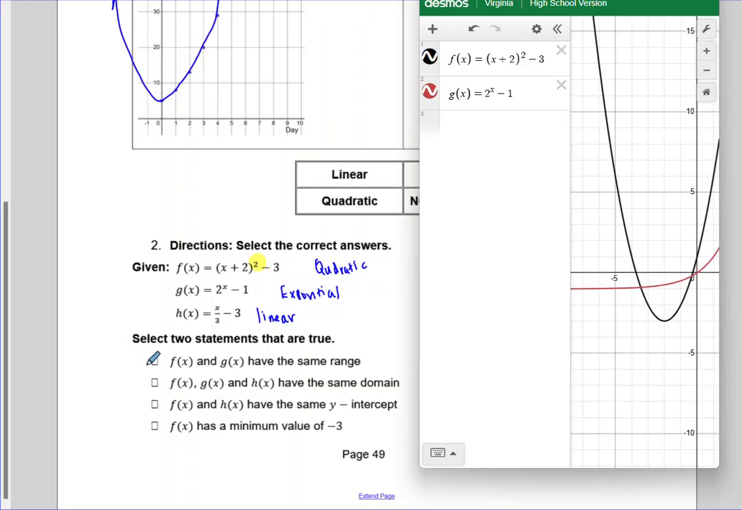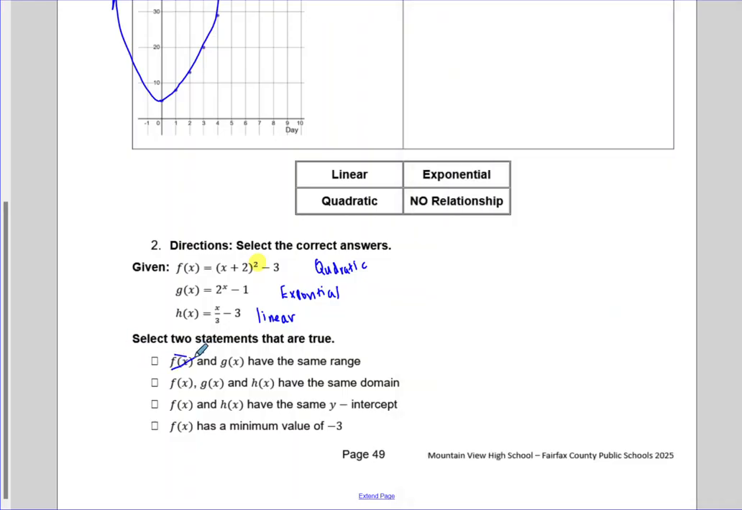Okay, so they do not have the same range. So I'm going to go ahead and cross this out. That cannot be it. Okay, so actually let me write this. Let me say that this is false. I'm looking for true statements, right?